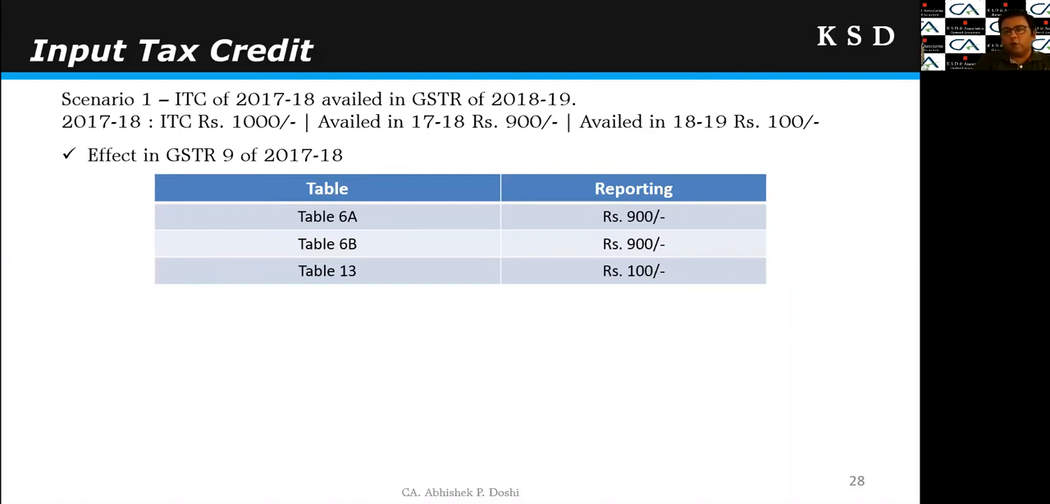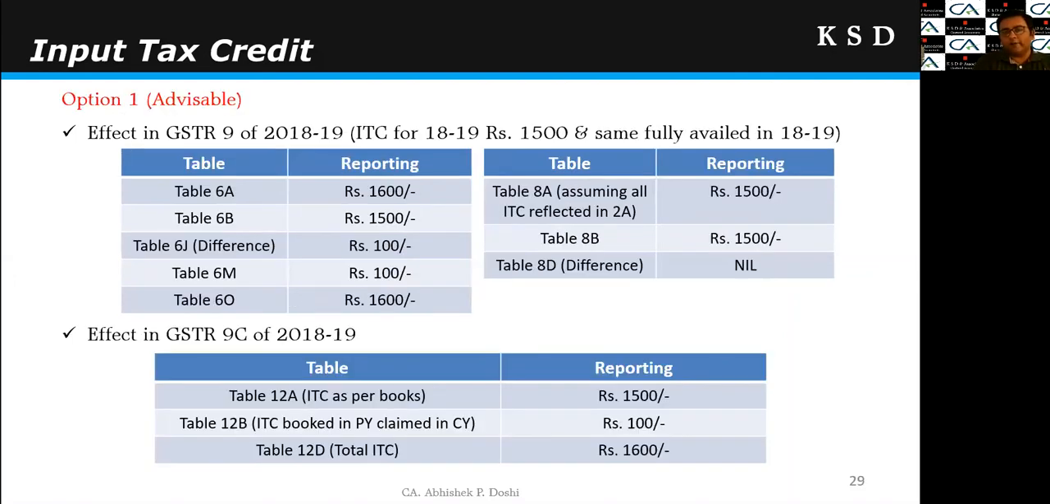Right? Now what will we do in the current year FY 18-19 return? So here I have discussed two options, but in our opinion, option one is always advisable and option one is more proper. Why? That we will discuss later on.